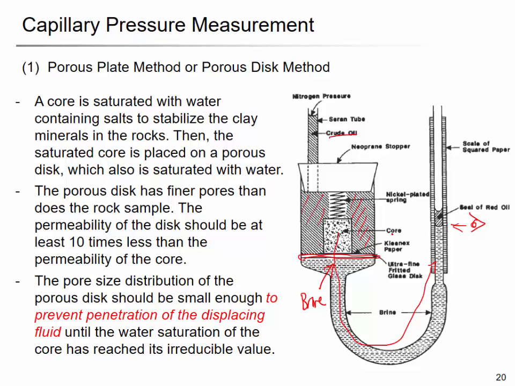Right? And then when you increase the pressure to inject more and more, this brine will be displaced. Because there's no other escaping area, the brine will just flow out to the bottom through this porous disc. And then you can measure the change in volume with this manometer.